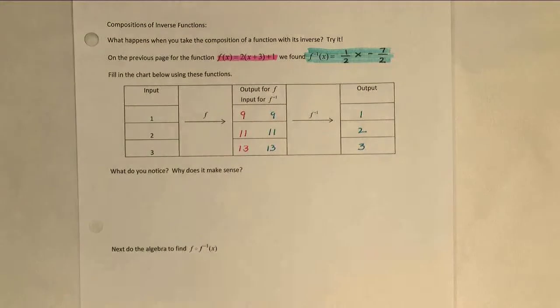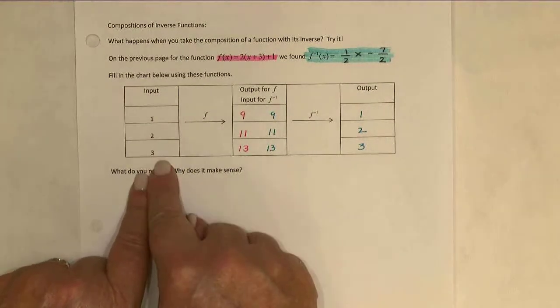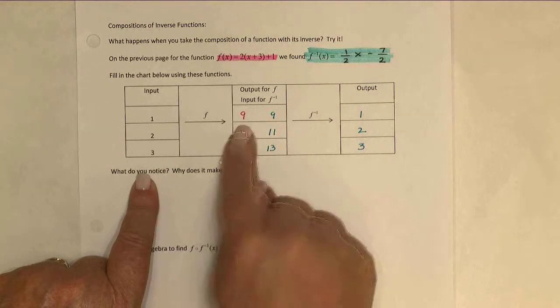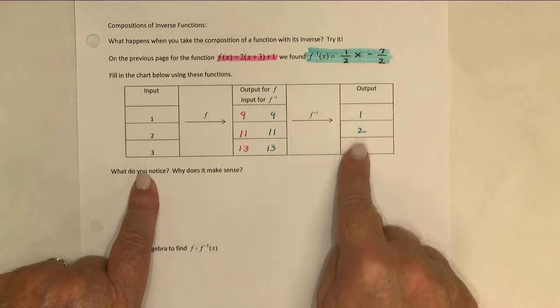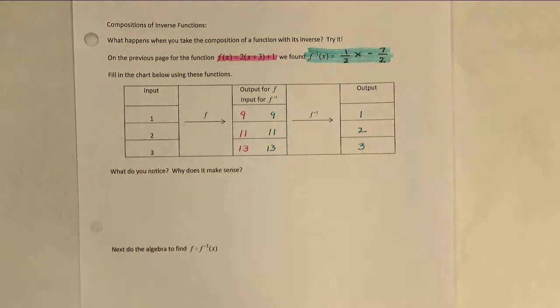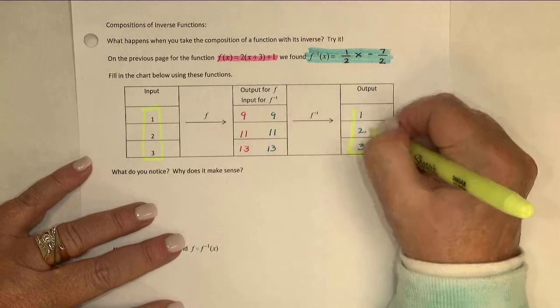I'm sure you're not surprised to notice that by the time I've taken my inputs, done f, and then done f inverse, I get the exact same inputs back again, don't I? And again, that's not real surprising, since we understand how inverse functions work.